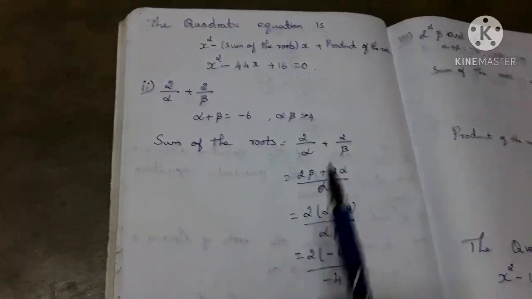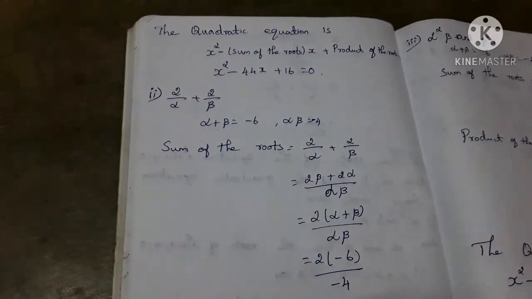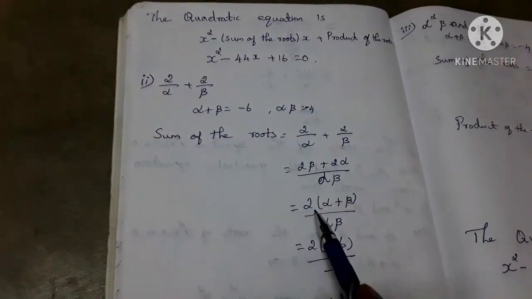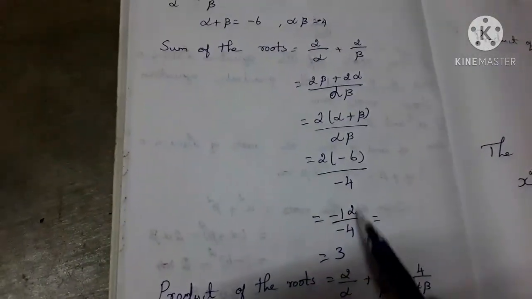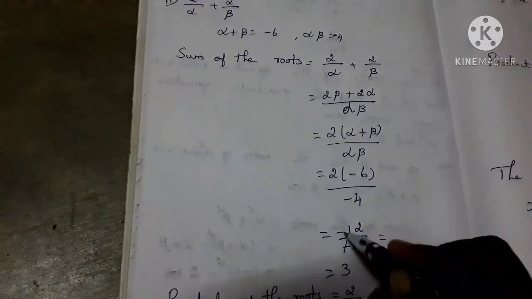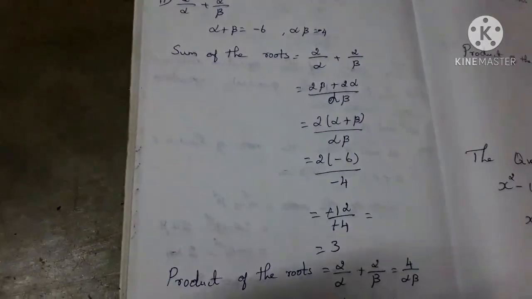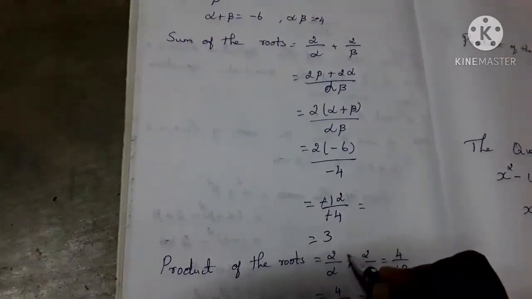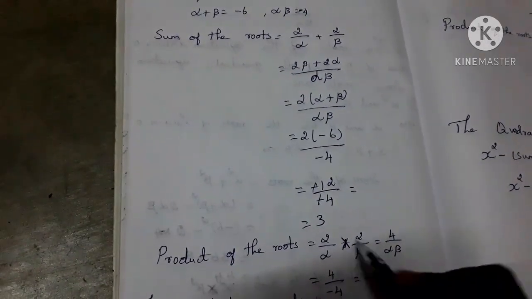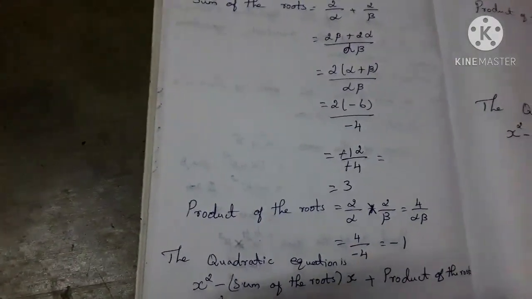2 beta plus 2 alpha divided by alpha beta. Next, 2 we take as common, so alpha plus beta divided by alpha beta. So we know that alpha plus beta is what? Minus 6, divided by alpha beta is minus 4. So 2 6s are 12 divided by minus 4. Now minus minus cancel, so 12 divided by 4 is 3. So the product of the roots is 2 by alpha into 2 by beta. 2 2s are 4, alpha into beta, alpha beta. So 4 by minus 4 is minus 1.